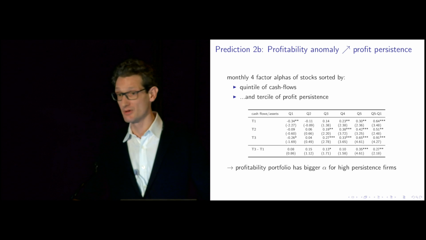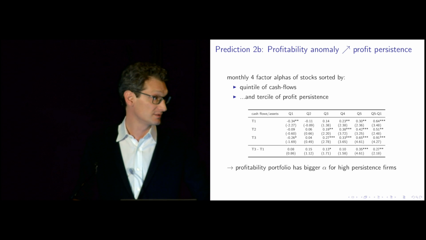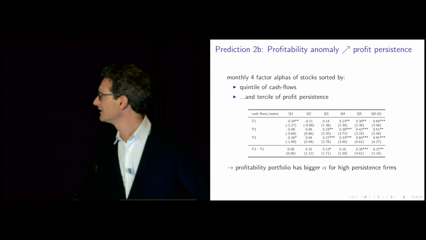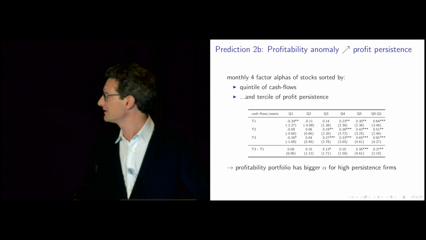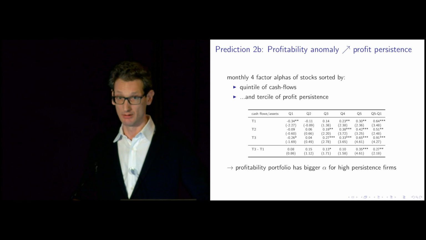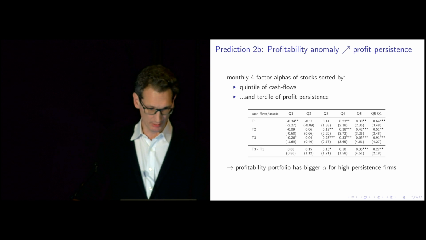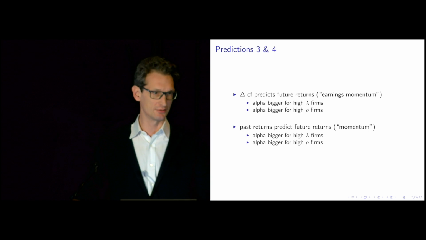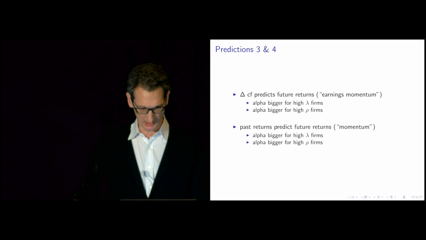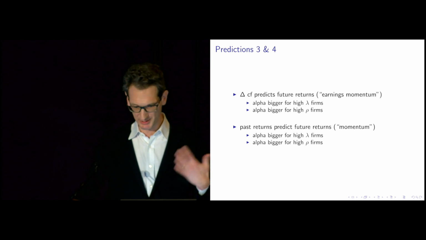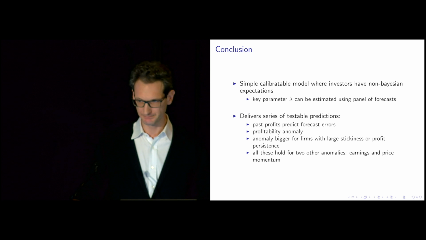So then we do the same by sorting by profit persistence. Okay, so this is what we do in this last table, and we find the same kind of result, which is that the profitability anomaly seems to work better for firms that have more persistent profits. And then we do the same with past change in profits and past change in prices, past returns, and we still have the same kind of prediction working.